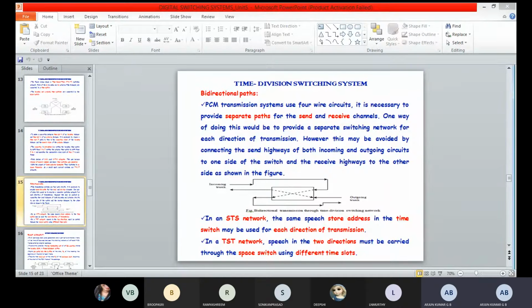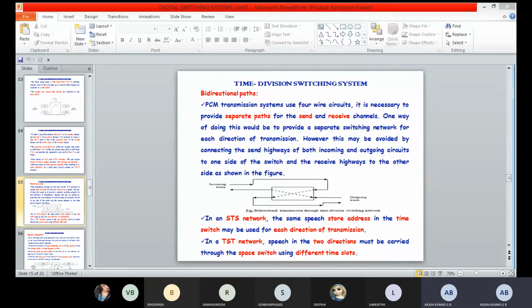In this switch configuration, STS and TST are unidirectional transmission. That's why the PCM transmission system uses four wires. It is necessary to provide separate paths for sending and receiving channels. It means we require two wires for sending and two wires for receiving the channel information. One way is to provide a separate switching network for each direction of transmission.